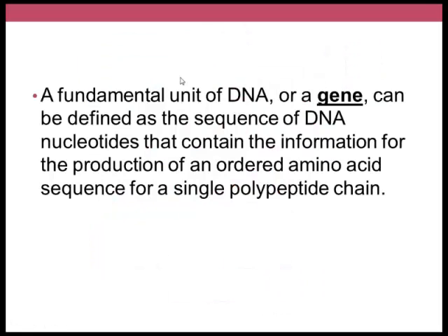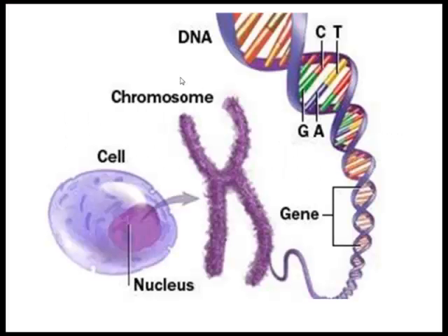A fundamental unit of DNA is a gene, which can be defined as a sequence of DNA nucleotides that contains the information for the production of an ordered amino acid sequence for a single polypeptide chain. So once again, this is the DNA structure, and this is a chromosome. Here, this segment is the gene, and this segment codes for the formation of a single amino acid.